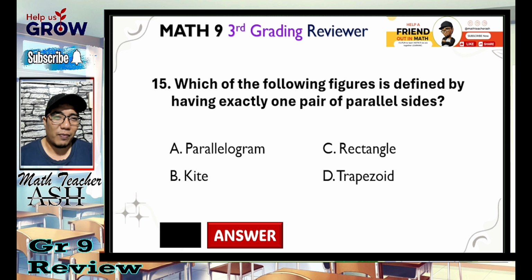Which of the following figures is defined by having exactly one pair of parallel sides? Is it A, parallelogram, B, kite, C, rectangle, or D, trapezoid? I'll give you 5 seconds to think about your answer.